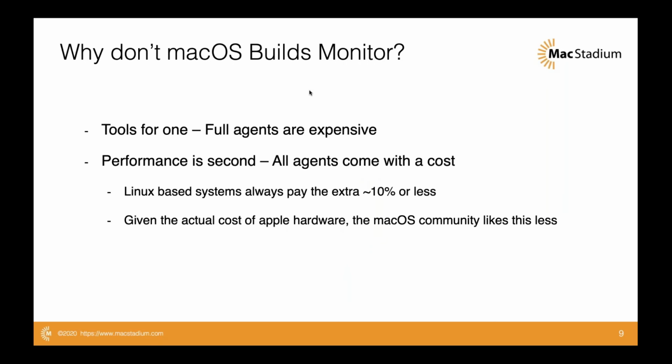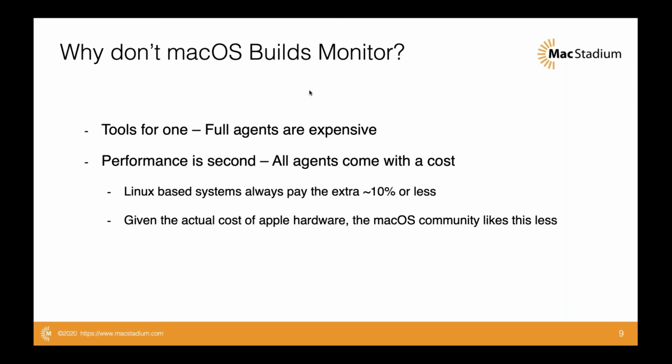macOS groups don't monitor for really two basic reasons. The biggest one is performance hit. On the Linux side of the house, if you have a 10% performance hit for monitoring, that's acceptable, and most try to get less than that, but that would be okay.